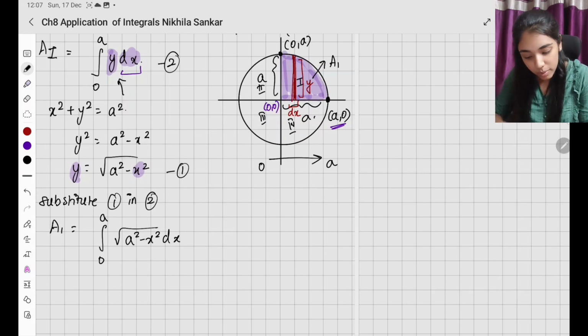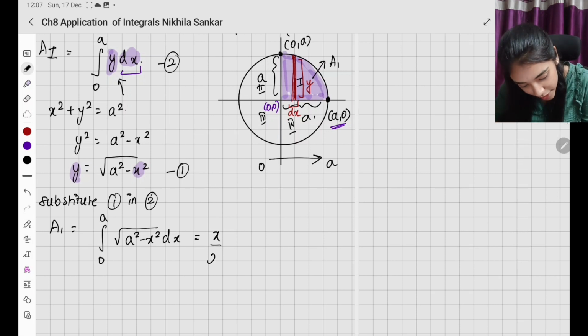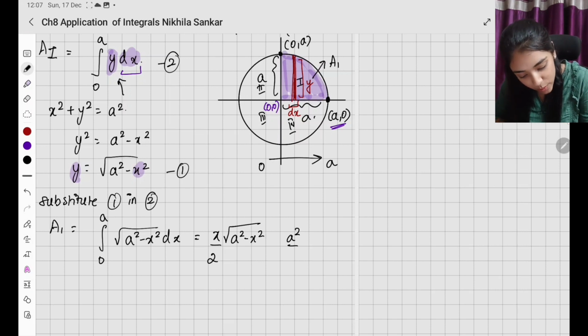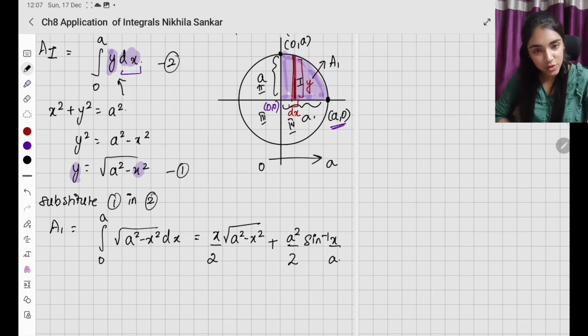Okay, so in the formula, we know this formula very well and this is going to be, first x by 2 times the square root of a square minus x square, which is in the numerator. We have studied this in integration. So first x by 2, then a square by 2. And when I have a square minus x square, it is going to be a plus here, and times sin inverse of x divided by a. So this is going to be the formula.